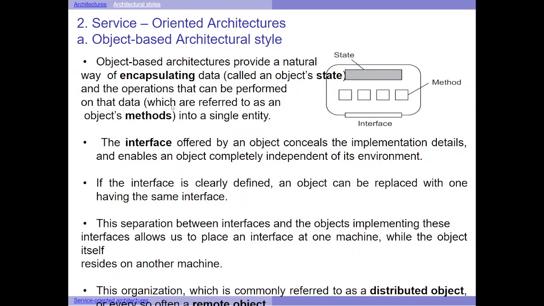So if you see here, object-based architecture provides a natural way of encapsulating data, which is called object state. The interface offered by the object conceals the implementation details and enables an object to be independent of its environment. So see, this is the interface, the whole thing, the state, and there are the different methods. So it can independently access whatever data. It doesn't have to be dependent on other interfaces or layers to get the information. So that is what I was saying.